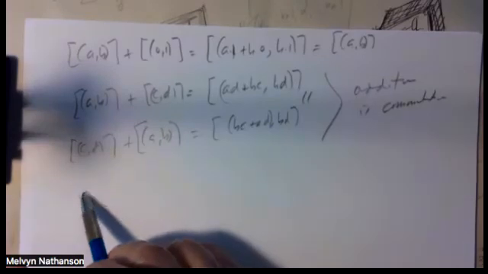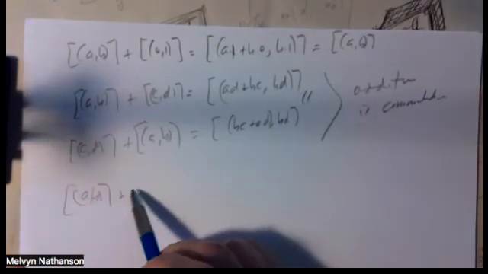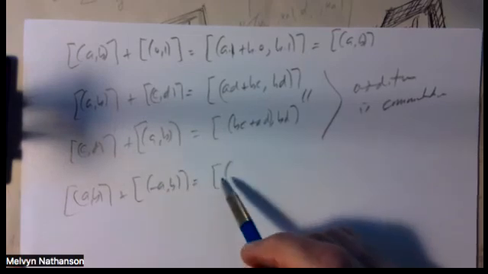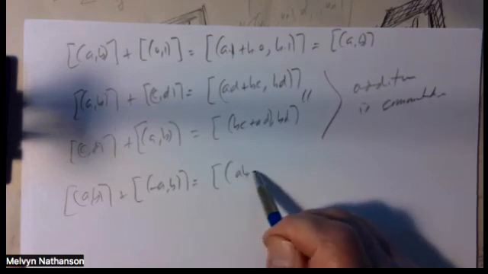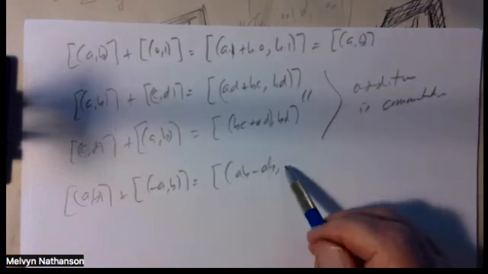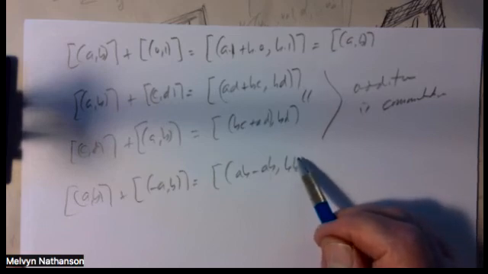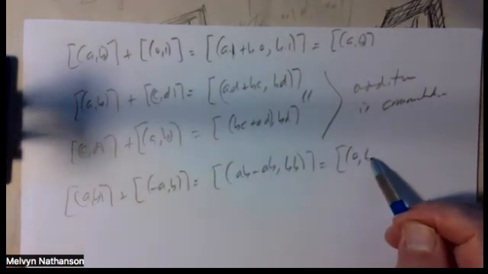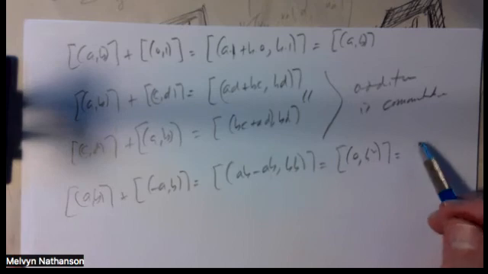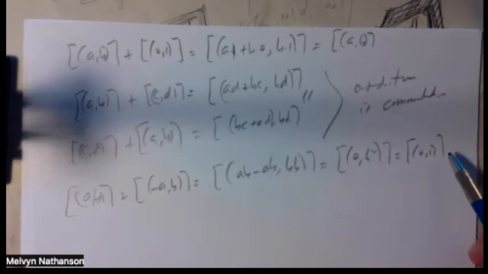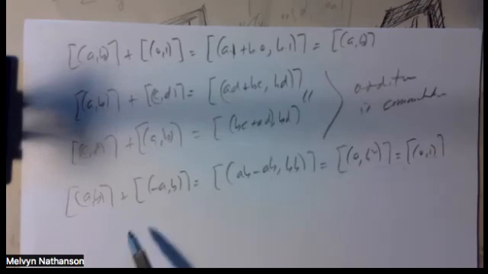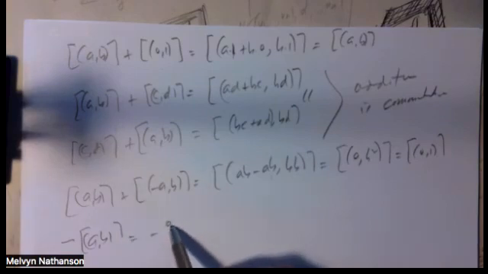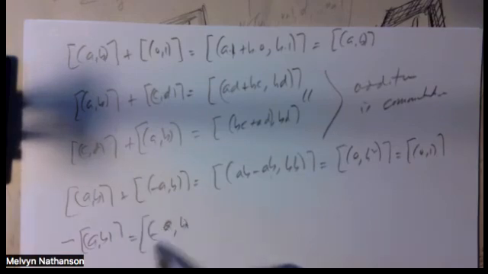And if I take the equivalence class of AB plus the equivalence class of minus A, B, I get the equivalence class of AB minus AB, comma, B times B, which is the equivalence class of 0, B squared, which is the same as the equivalence class of 0, 1, because 0 equals 0. So for the element A over B, the additive inverse is minus A, comma, B.